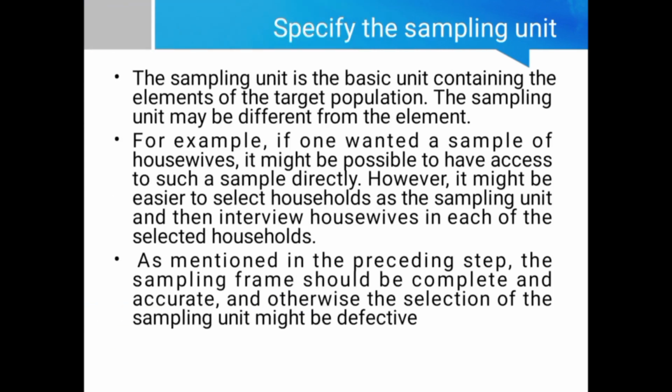Specify the sampling unit. The sampling unit is a basic unit containing the elements of the target population. The sampling unit may be different from the element. For example, if one wanted a sample of housewives, it might be possible to have access to such a sample directly. However, it might be easier to select households as a sampling unit and then interview housewives in each of the selected households. As mentioned in the preceding step, the sampling frame should be complete and accurate, otherwise the selection of a sampling unit might be defective.